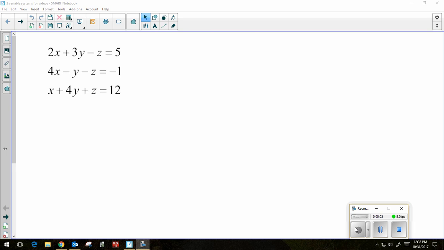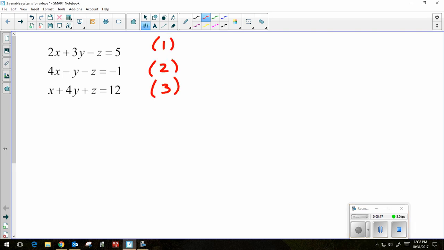Here's an example of a system of equations with three variables. If you notice, I have x's, y's, and z's, and I have three different equations. The first thing I want to do is label them as equations 1, 2, and 3, so that when I refer to them throughout the video, you know which one I'm speaking about. Your goal when you are solving a three-variable system is to take two equations and cancel out a variable, and then take another two equations and cancel out that same variable.